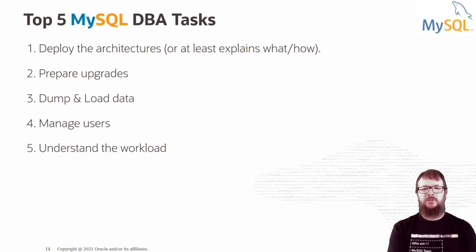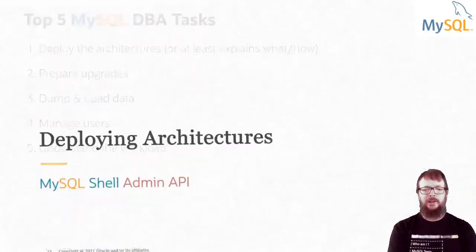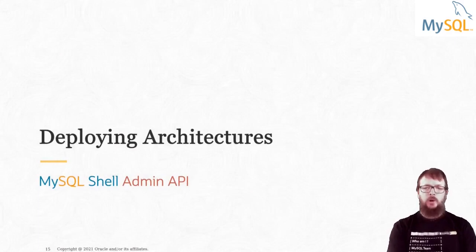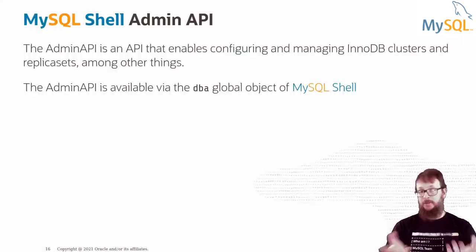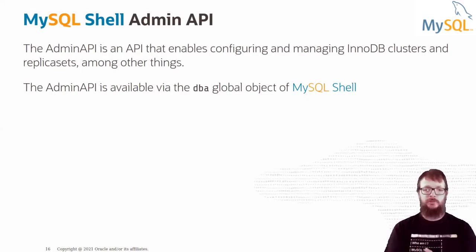So like I said, the first part is deploying architecture. To deploy architecture, we use the MySQL Shell admin API. So what's that? The admin API is an API that allows the DBA or the user that uses the admin API to configure and manage InnoDB Cluster and InnoDB ReplicaSets, among other things he can do with the admin API, right? The admin API is available using the dba global object in the shell, and from there you can do a lot of stuff.